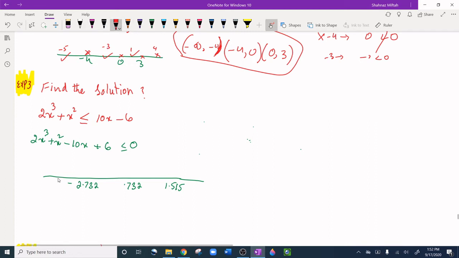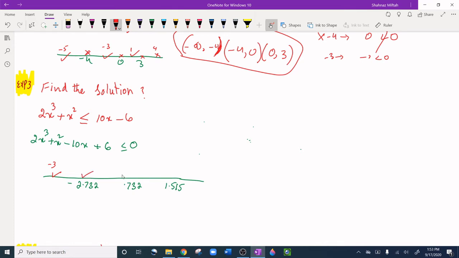The first one, I'm going to pick something here, for example -3. If I plug in -3 here, it makes the statement true. I am getting less or equal 0, so this one is true. Plug in -2.732 in this equation and see if you are getting a negative number or equal 0. We are getting that, so that works.